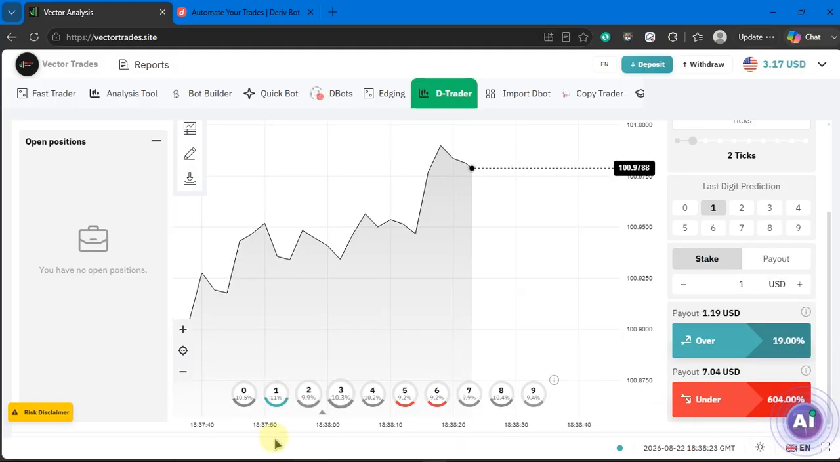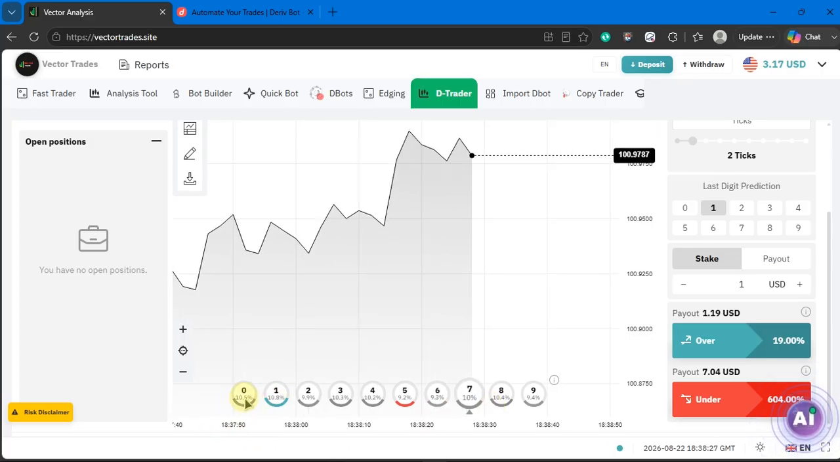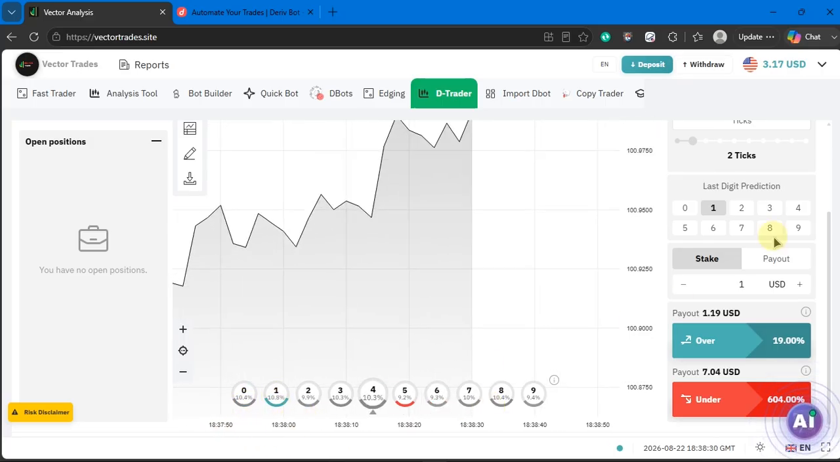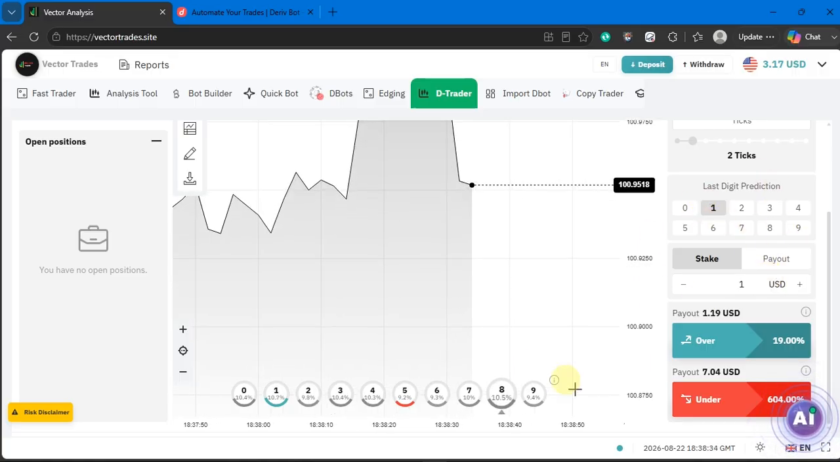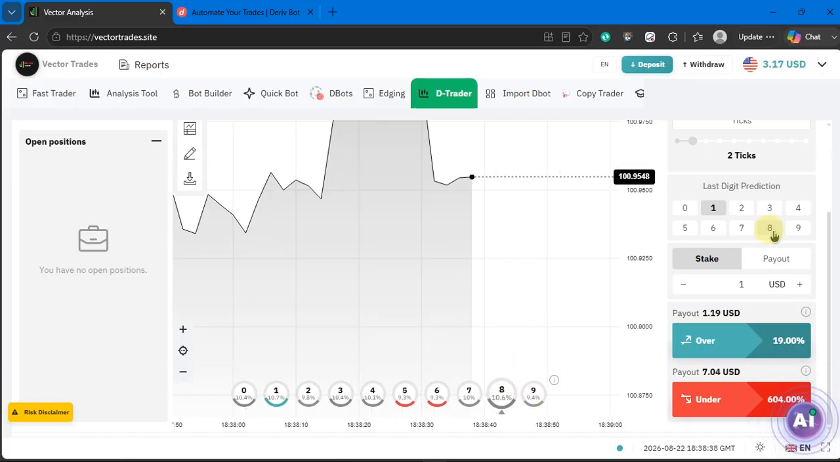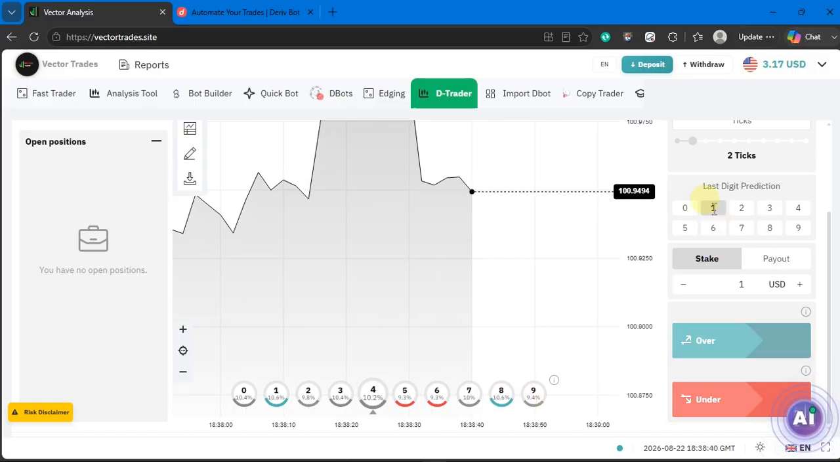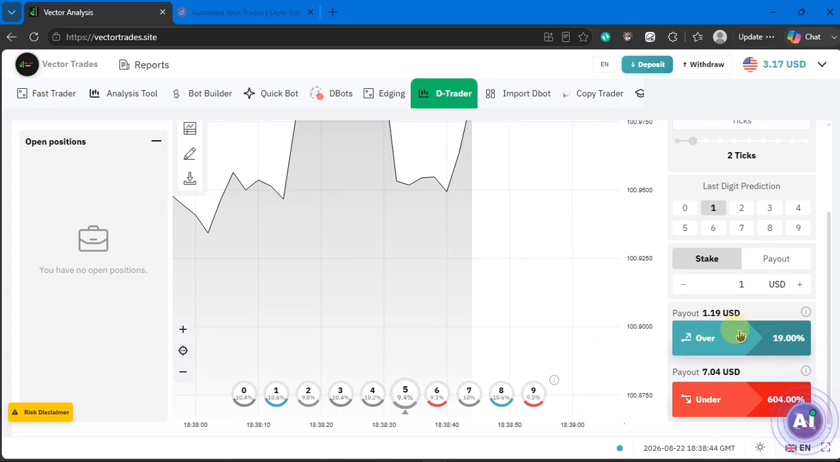So this is a market that has two numbers that have a higher percentage, that is 0 and 1. So here what I'm going to choose, I'm going to choose 1. If it was these two numbers having a high percent, I should choose 8. But for now, this is over 1. So I'll be trading over 1.